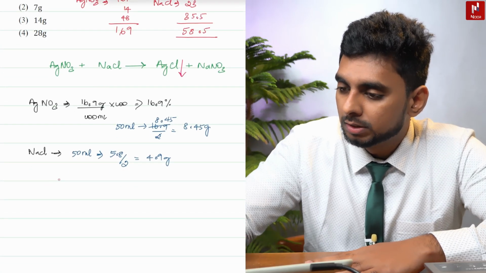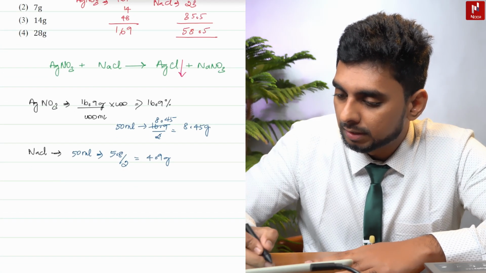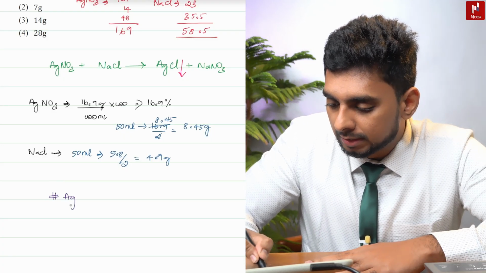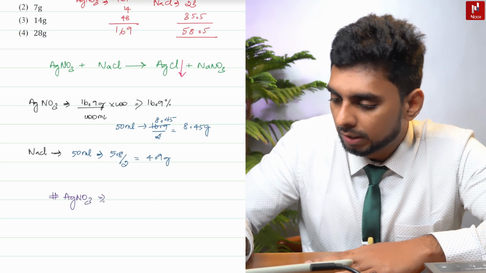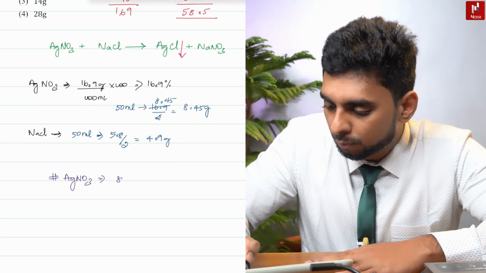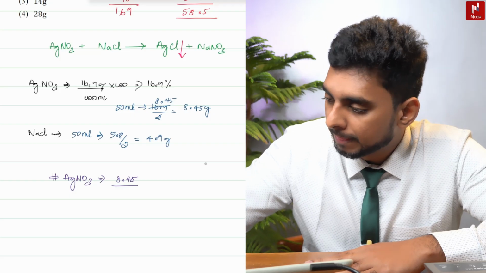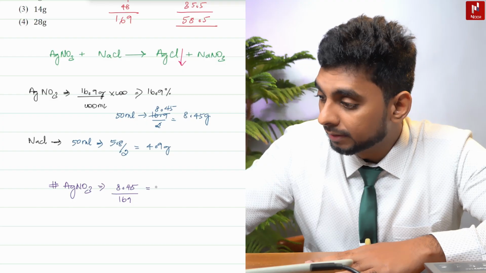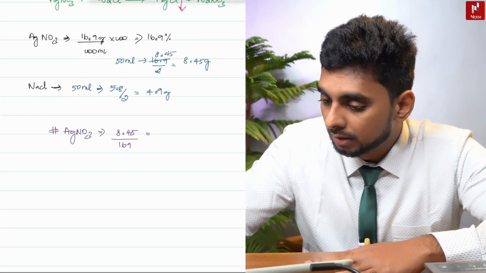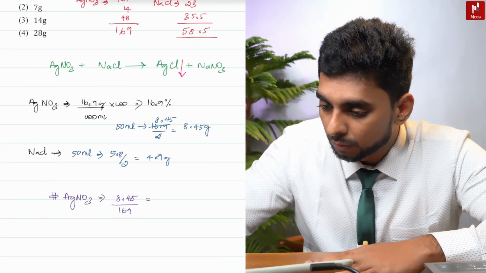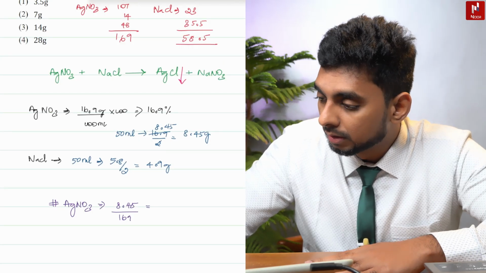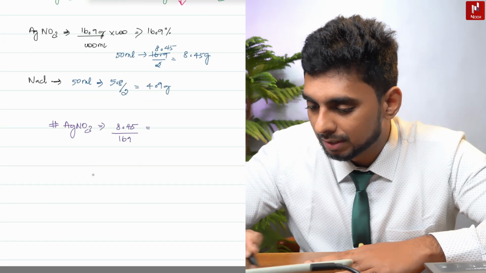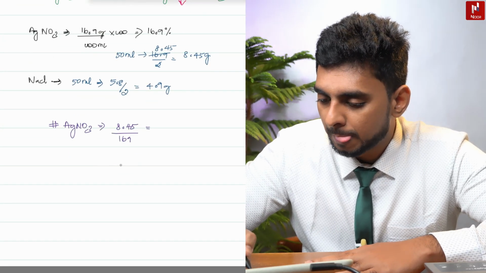To get the number of moles, let me do the next step, which will be something like this. Number of moles of AgNO3, isn't it? For AgNO3, you will have 8.45 divided by 169. Yes, this is going to be really lengthy. Anyway, I'll have to do it right. 8.45 divided by 169. Let me try to do it straight away itself.